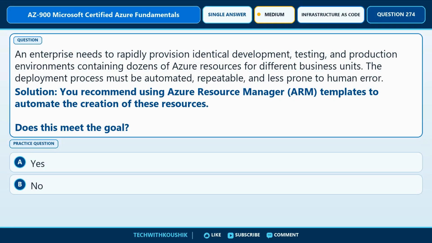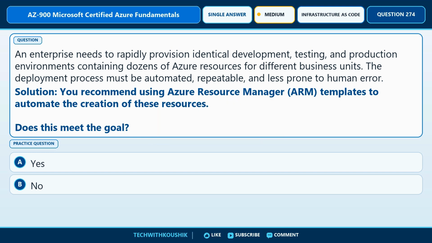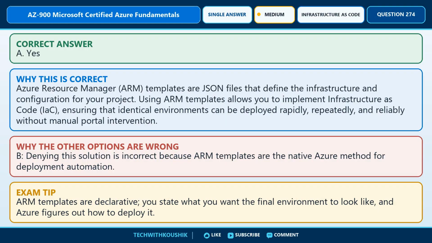Question number 274. An enterprise needs to rapidly provision identical development, testing, and production environments containing dozens of Azure resources for different business units. The deployment process must be automated, repeatable, and less prone to human error. Solution: you recommend using Azure Resource Manager, ARM, templates to automate the creation of these resources. Does this meet the goal? Option A, yes. Option B, no. In this case, choose option A, yes.